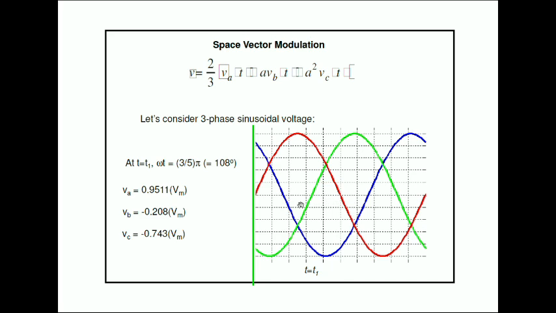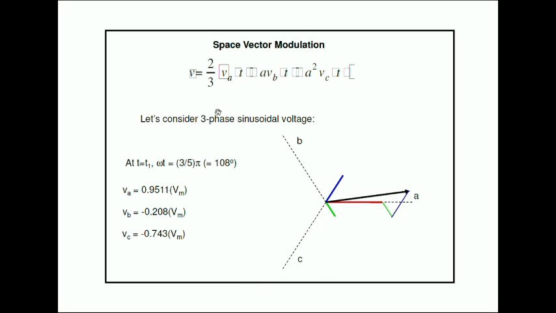So 3 by 5 pi means this point, and if you are considering this, each voltage vector will have a certain value. If you find that value, va is equal to 0.9511 vm, and here it is minus 0.208 vm, and here it is minus 0.743 vm. If you add all these with the phase vector formulation, you will get the v.